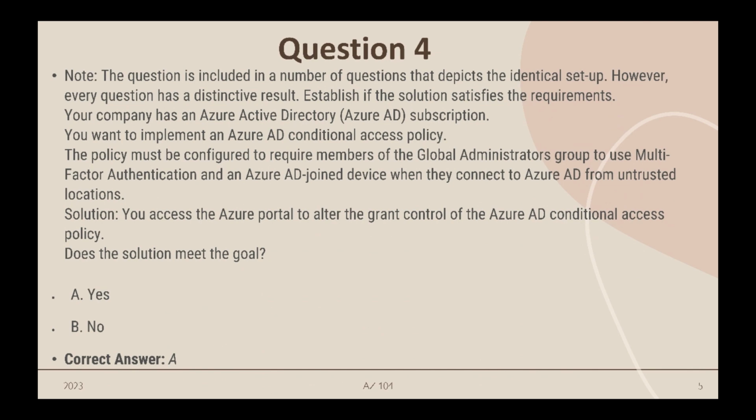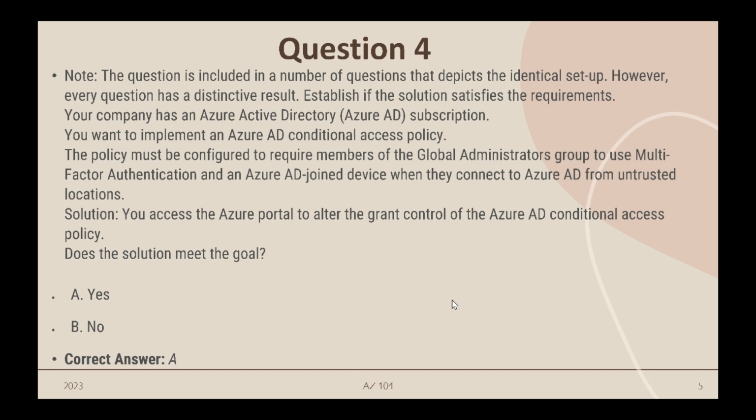And the reason it meets the goal is that, based on this information, the solution described in the question does meet the goal. By accessing the Azure portal to alter the grant control of the Azure AD conditional access policy, you can configure the conditions under which access is granted. So in this case, you can set up the policy to require MFA and an Azure AD joined device for members of the global administrators group when they connect from untrusted locations. Therefore, the correct answer option is A, yes. The solution does meet the requirement of requiring MFA and an Azure AD joined device for the global administrators group connecting from untrusted locations. So the correct answer is yes.